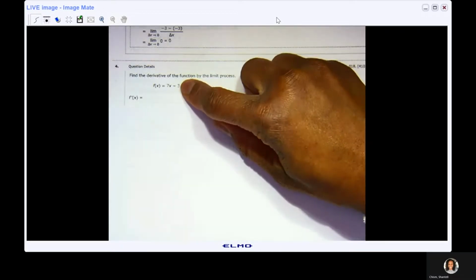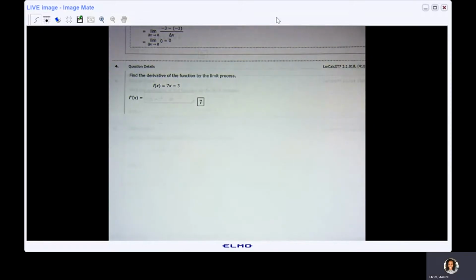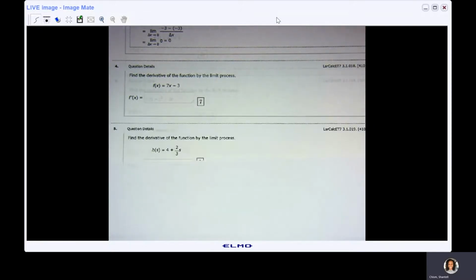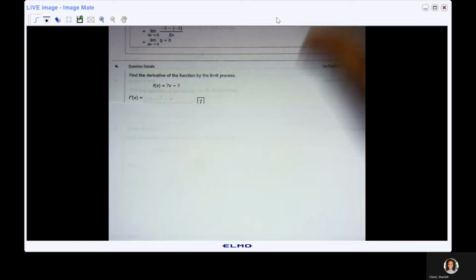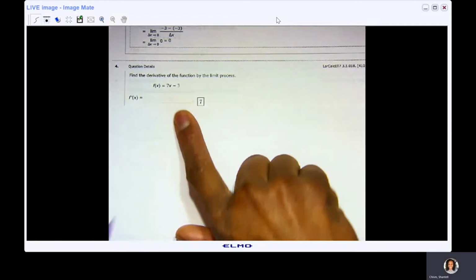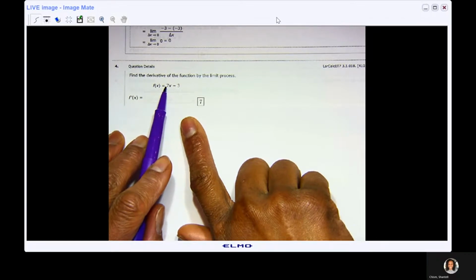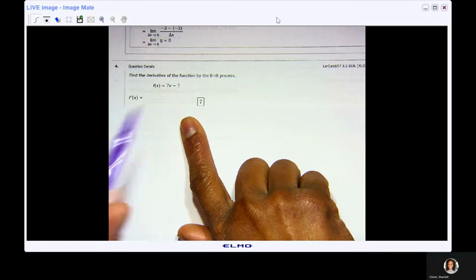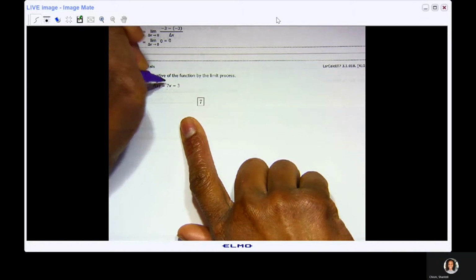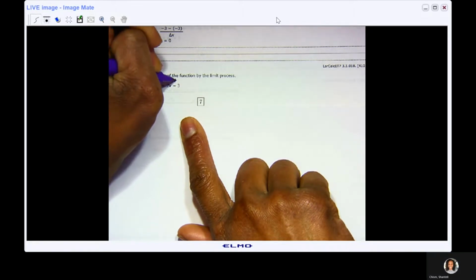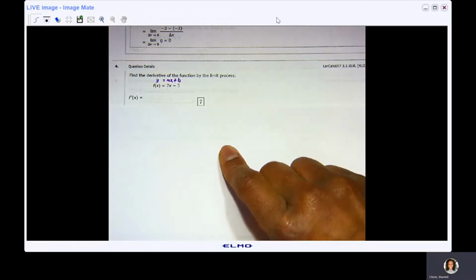Algebraic linear function. Okay. Look at it. All of those, your slope is 7.